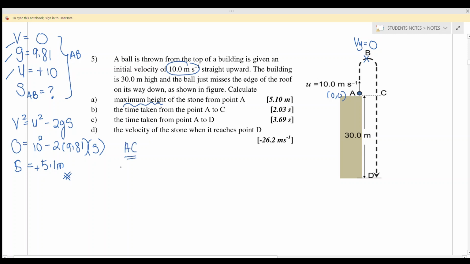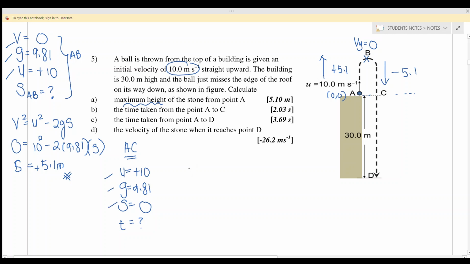So the first information is U equals positive 10, and then of course we have G 9.81, and then we have the displacement, where A to B is positive 5.1 as you go up, and then from B to C you go down again, negative 5.1. So it will go back to the same line as A, the same point. So your displacement actually equals 0. And then we want to find the time taken. So we have U, G, S. We want to find T.